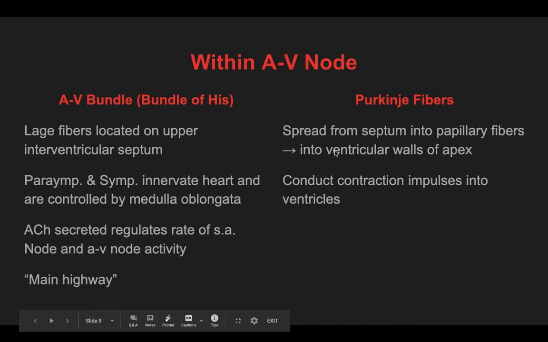And then we have the Purkinje fibers. These are going to spread from the septum into the papillary fibers, and then into the ventricular walls of the apex. The apex of the heart is the top of the heart. If you're looking at the heart, it's going to be this top piece right here. And I'll show you that on the next picture. Sorry, bear with me, guys. And then it's going to conduct contraction impulses into the ventricles.